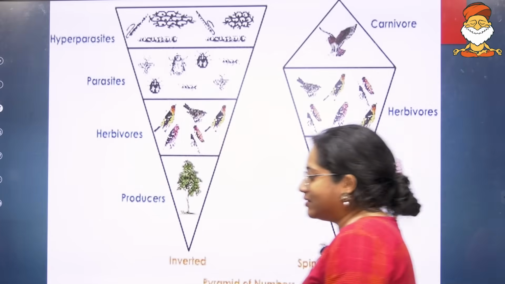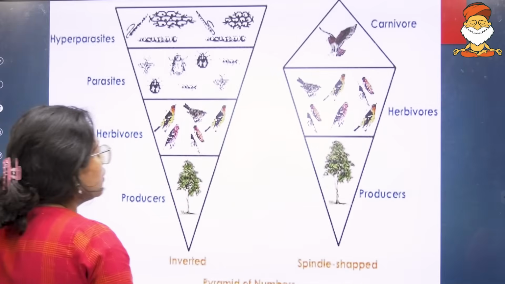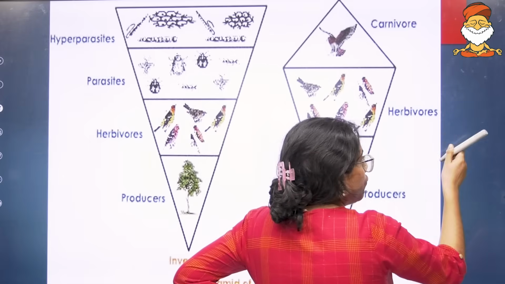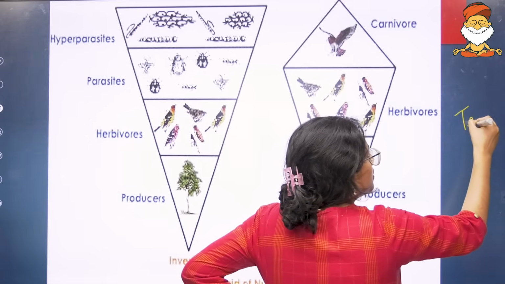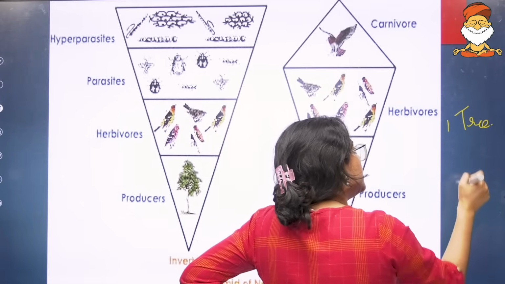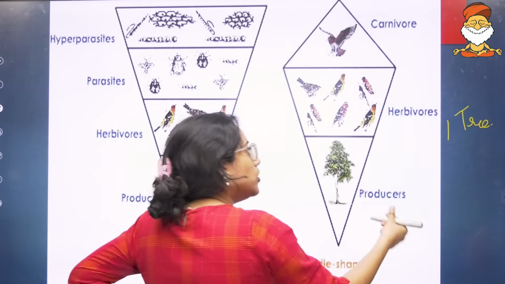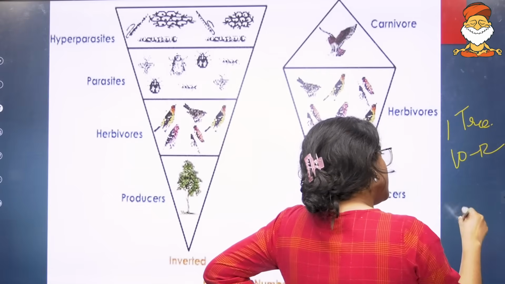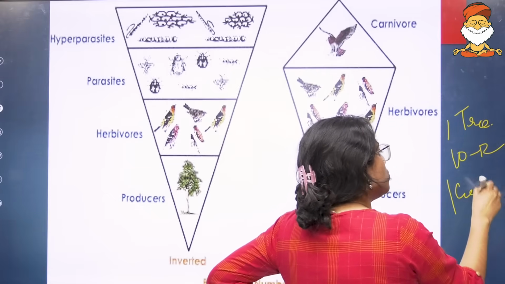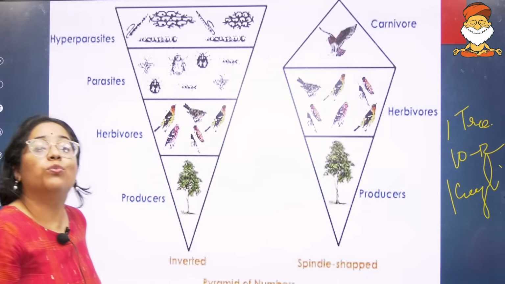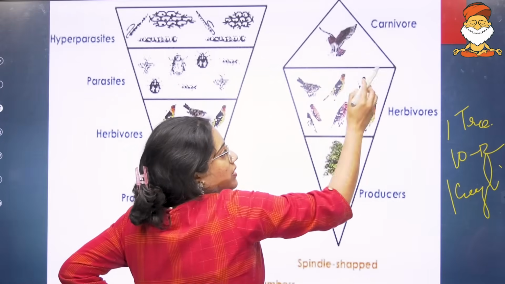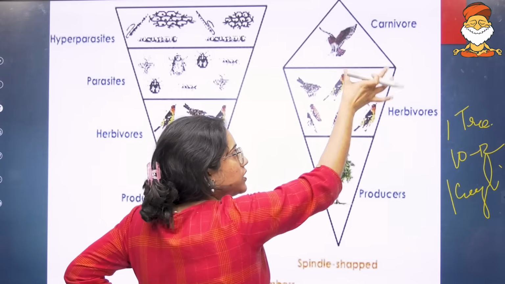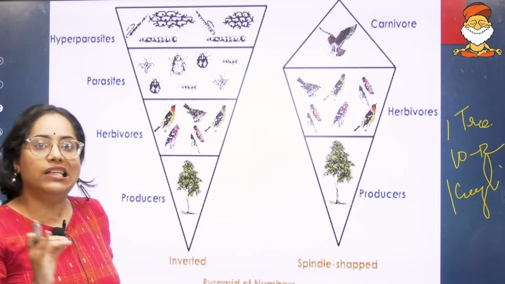Now coming into another scenario, if I had to draw the pyramid of a tree. Okay, and what all are there in the tree? There is a tree, and in the tree there are few birds, maybe 10-12 birds, and then there is one eagle that comes to eat this. What will the shape look like? This one. Why? Because one tree, smaller bar, more number of herbivores, and then one carnivore. This is going to be spindle shaped.